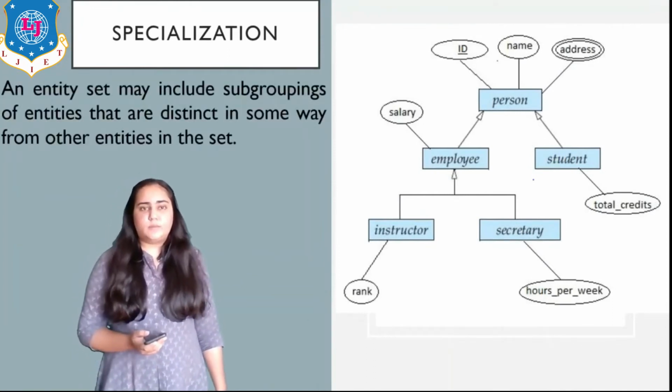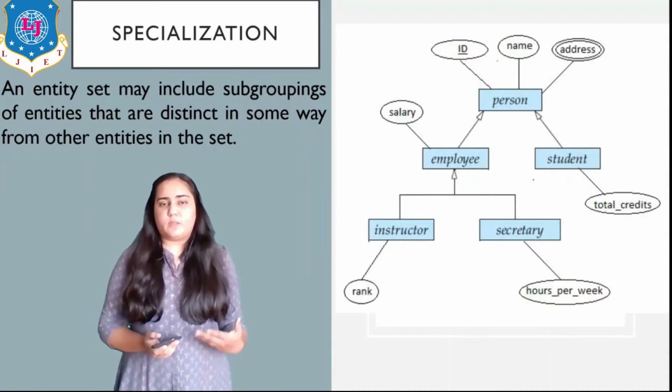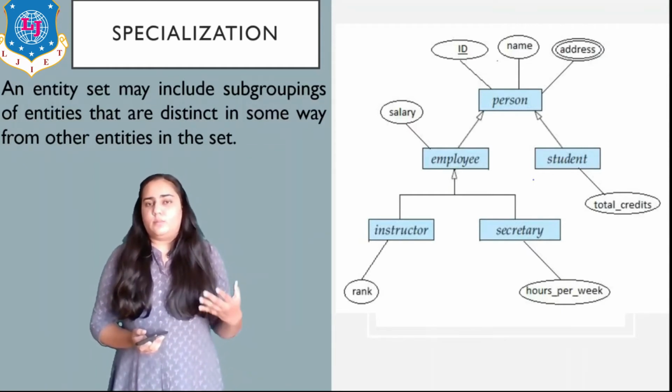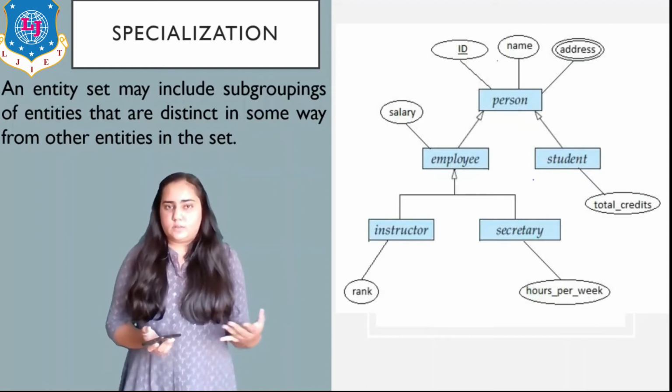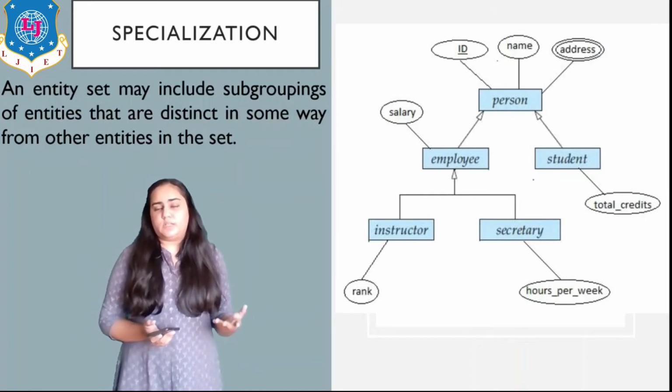An entity set may include subgroupings of entities that are distinct in some way from other entities in the set. This distinction is because of the attributes, like I said. Employee has salary, but student does not have salary. And the same with total credits. Student has total credits, but employee does not have it.